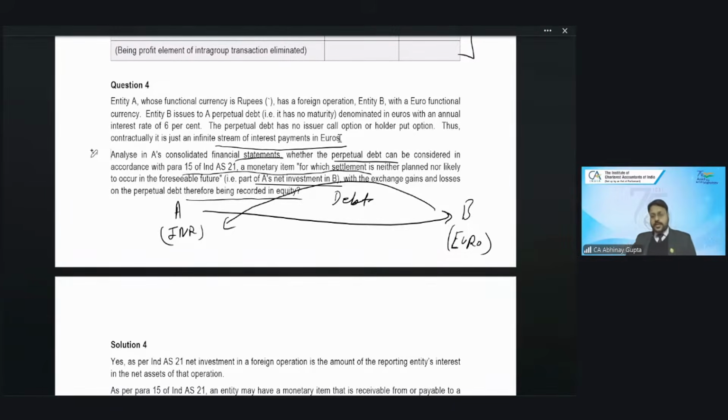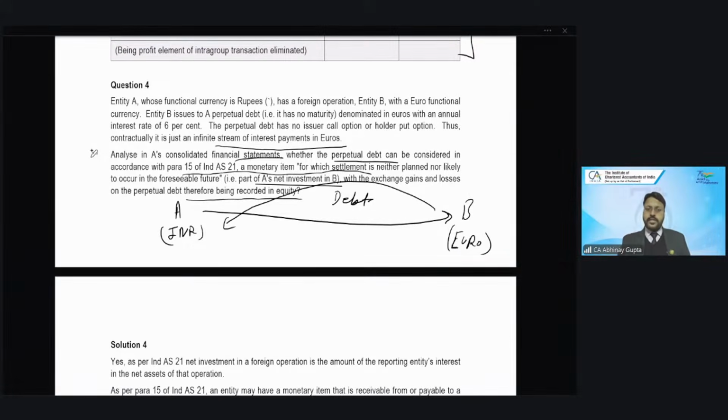Yes, sir. So we will not focus on whether the company has invested in the equity of the other company, or has given a loan, or has made sales. Doesn't matter. The only thing that matters is whether the settlement is planned or not, and whether it is likely to occur or not. If it is neither planned nor likely to occur, then it will be a net investment. Clear? Yes, sir. What is the accounting treatment of the net investment under Ind AS 21? It will be recorded as equity, sir. It will be recorded as equity.